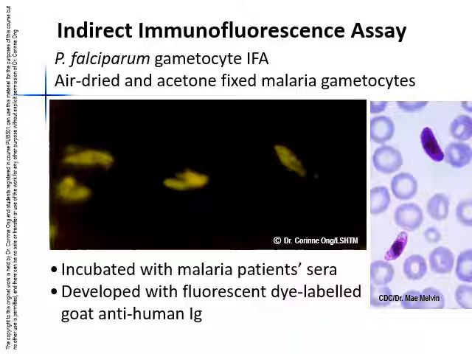On the right are similar gametocytes that were stained with a histological stain used in all malaria labs to show you what they look like normally against a background of donut-shaped red blood cells.